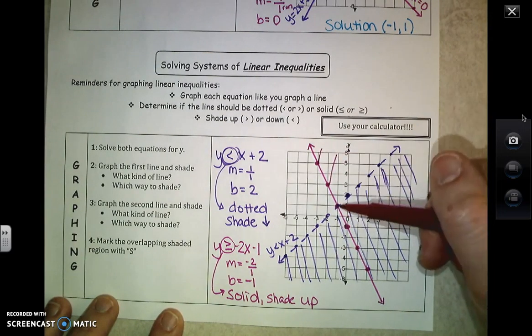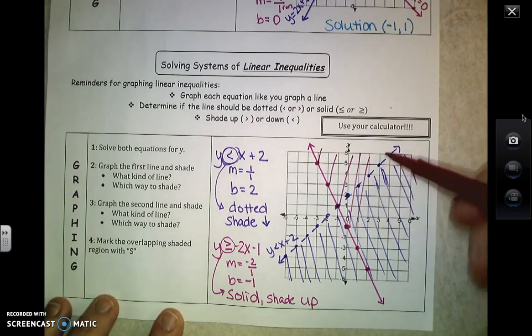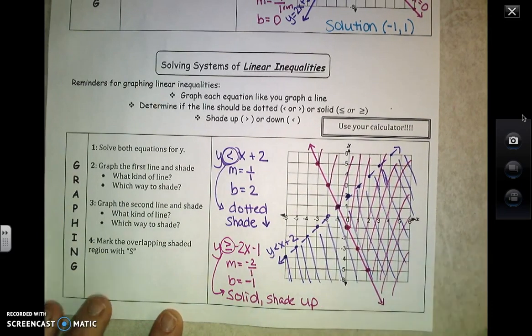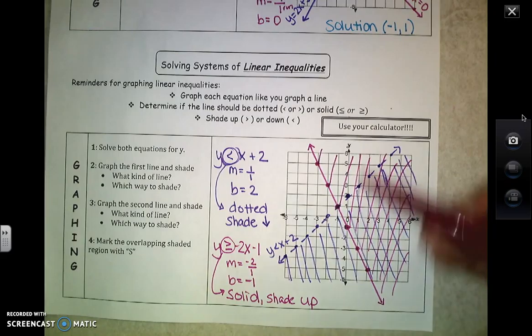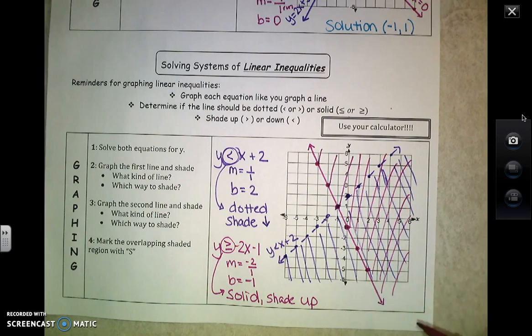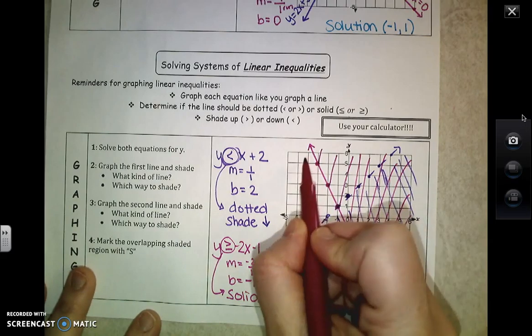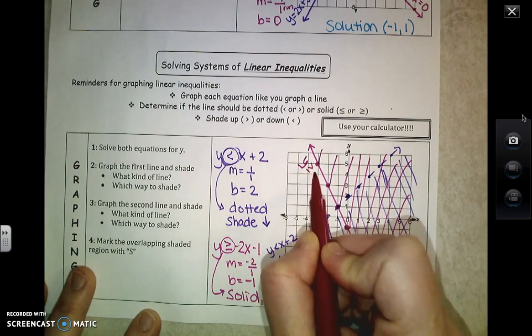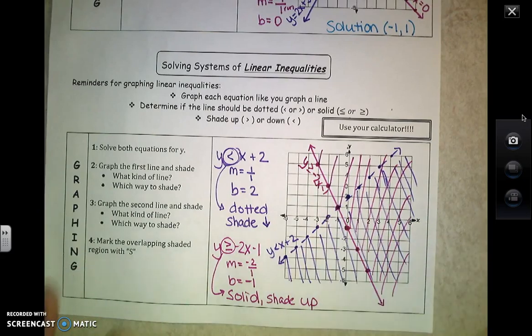Okay, if you just pick points and go up, you can see which side of the line we're shading on here. Okay, make sure it's nice and clearly shaded. You can kind of color it in if you want to. You just have to be careful because you're doing two of them on the same graph. So that's why I like to do kind of the stripes. And I label that, okay?